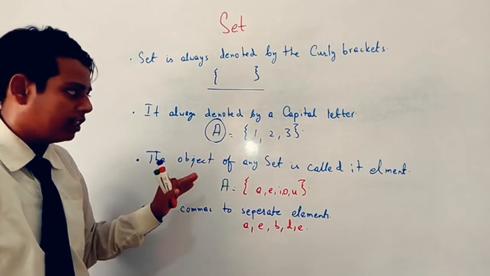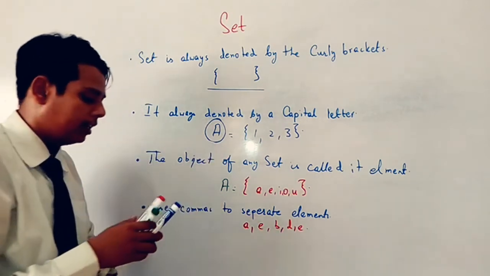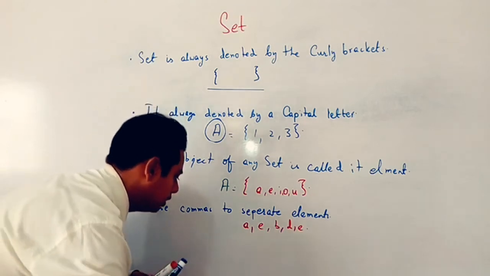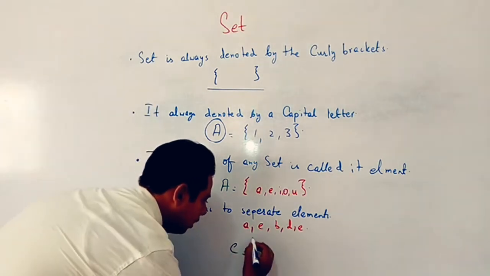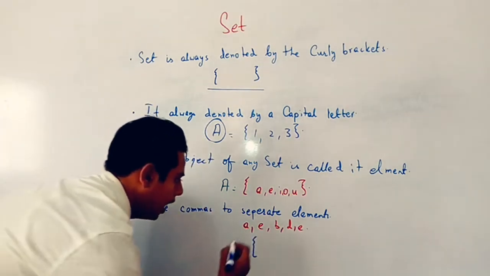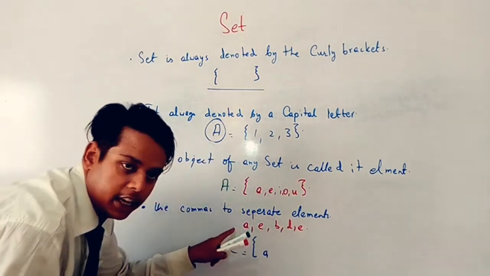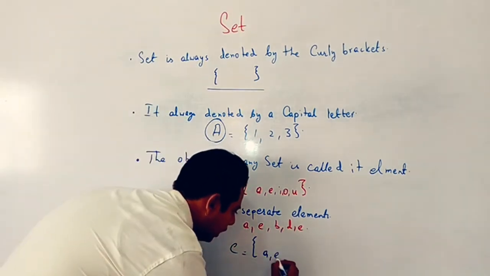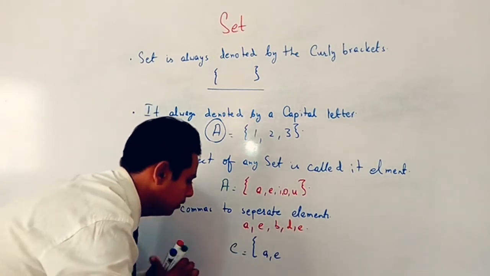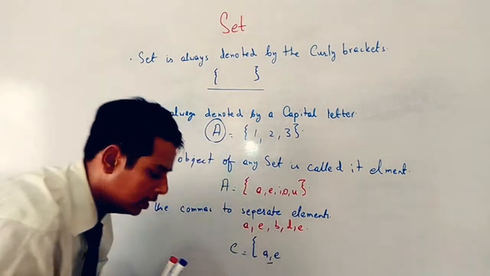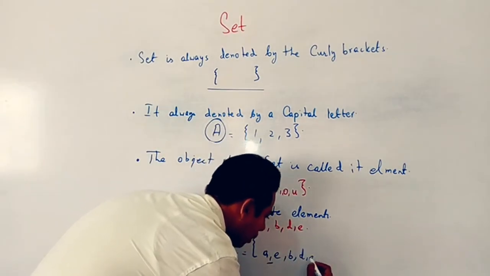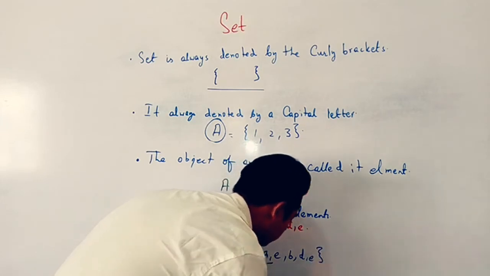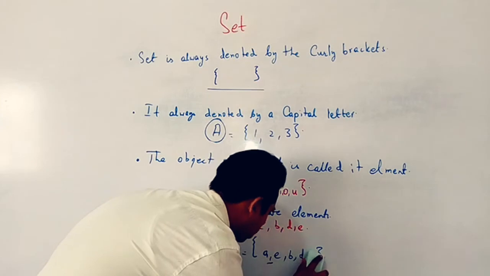First of all, what is the first thing? With what do we denote a set? We denote it with a capital letter. I am using C over there. So C is the set, and the set will be with curly brackets, and the first element is A, and between A and E I will place a comma. Fine. And the second element, again the same, B. Look, in this we are separating all of these with the help of commas.